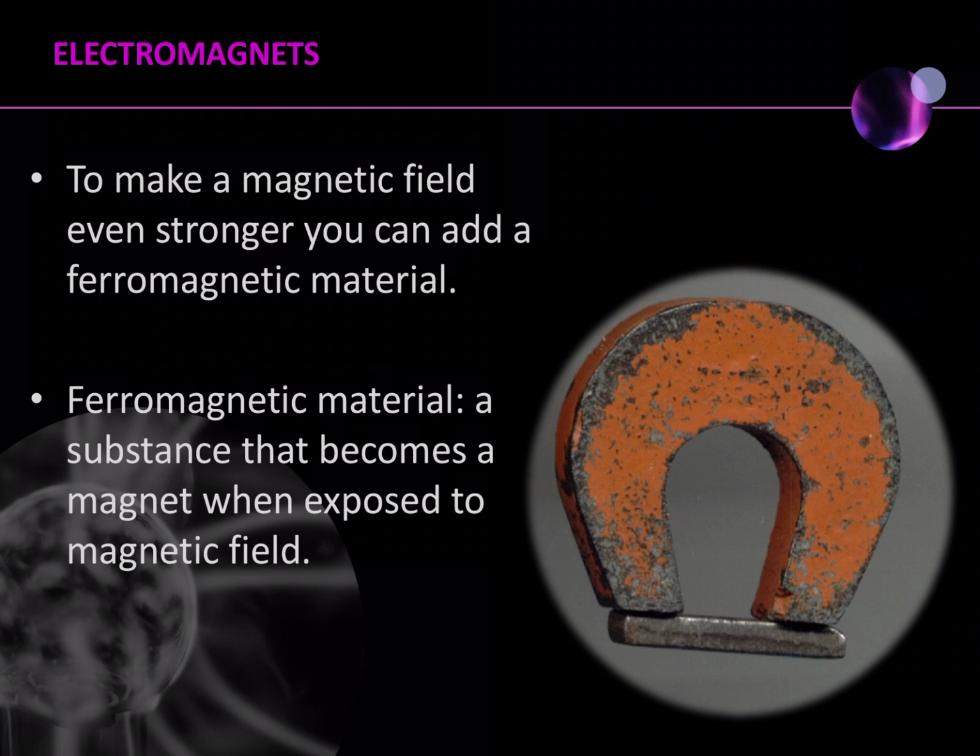Electromagnets. To make a magnetic field even stronger, you can add a ferromagnetic material. Ferromagnetic material is a substance that becomes a magnet when exposed to a magnetic field.